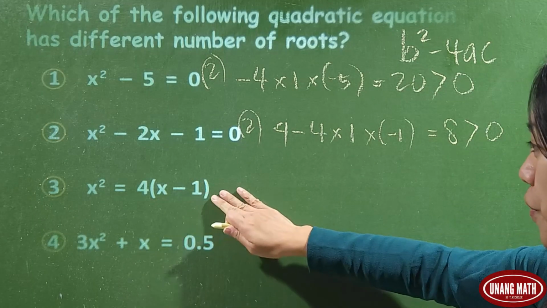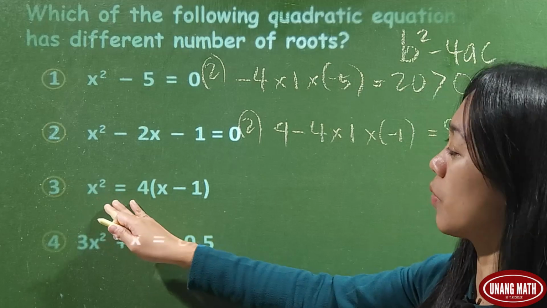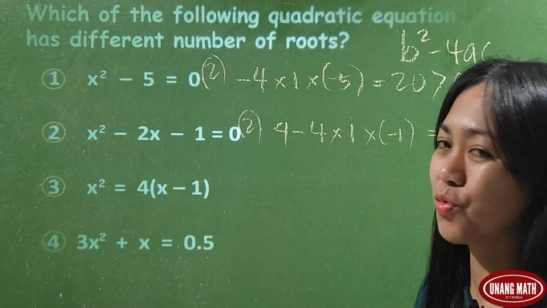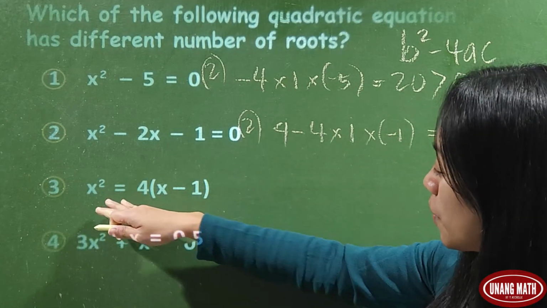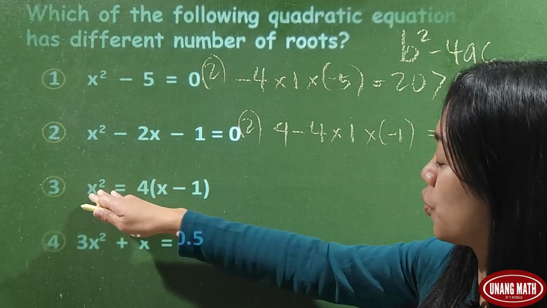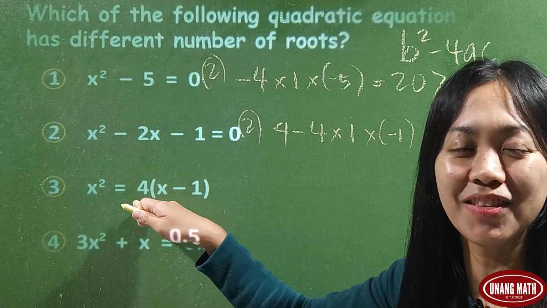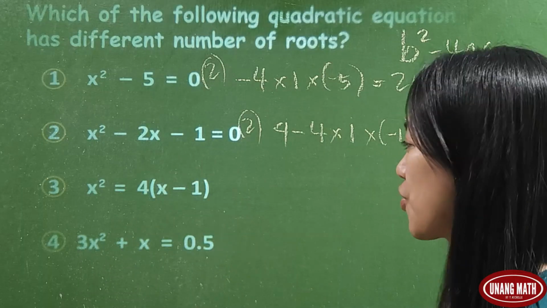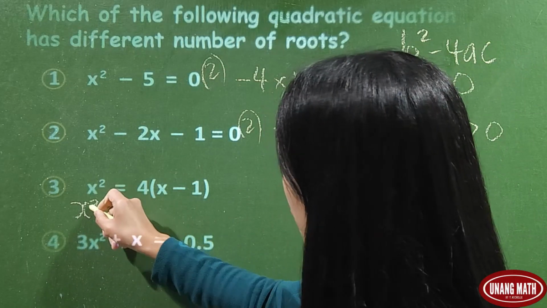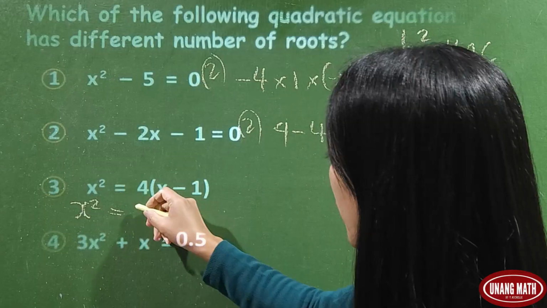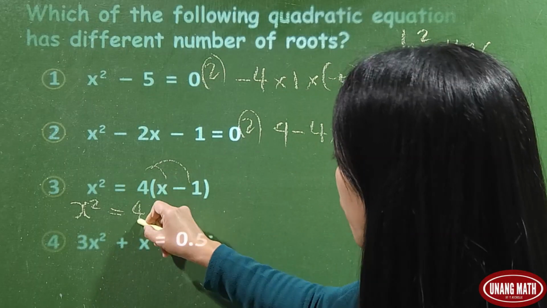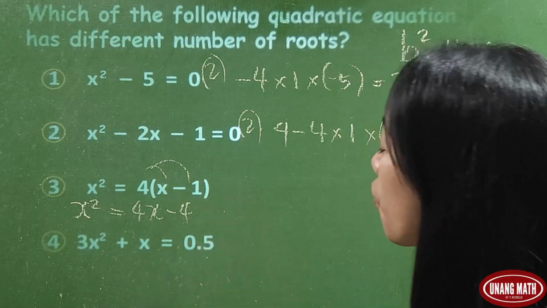Okay, what about number 3? x squared is equal to 4 times x minus 1. This equation needs to be written in the standard form of a quadratic equation. Okay, let's do it. So we have x squared is equal to 4x minus 4.